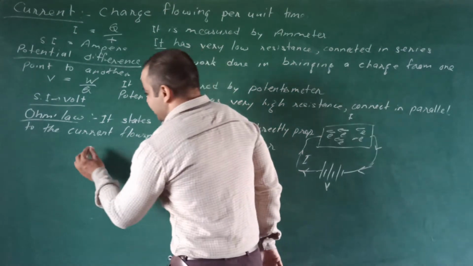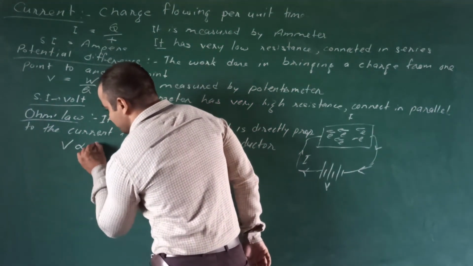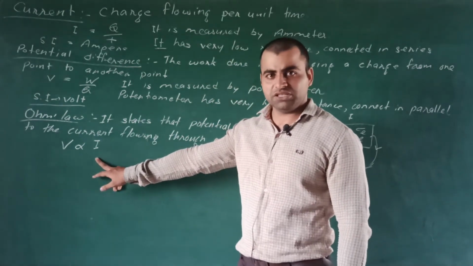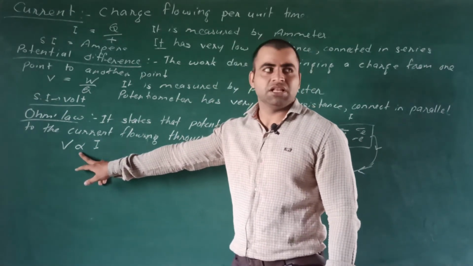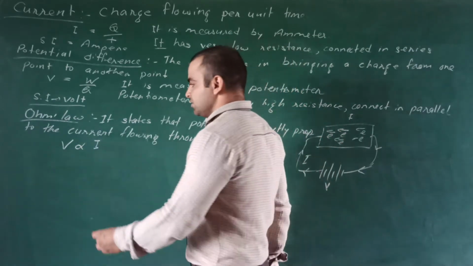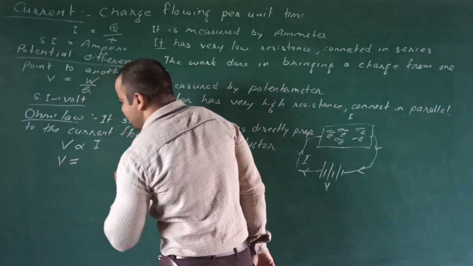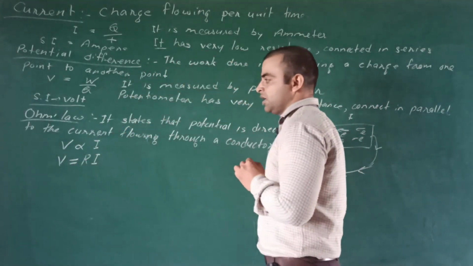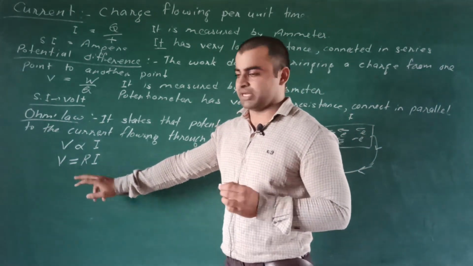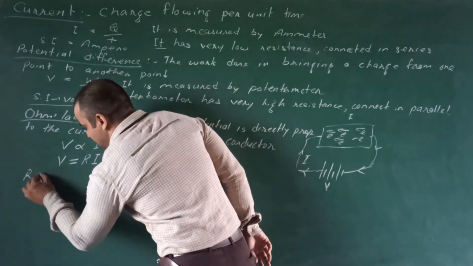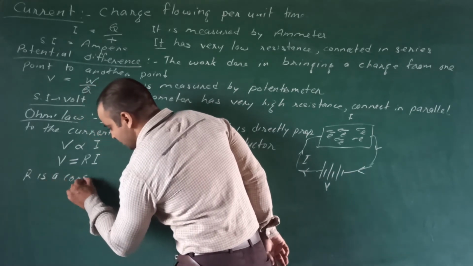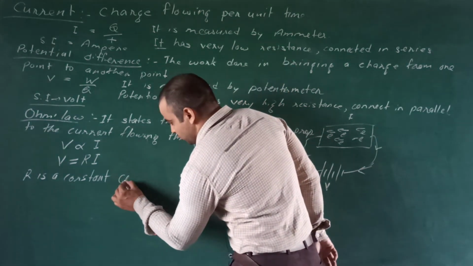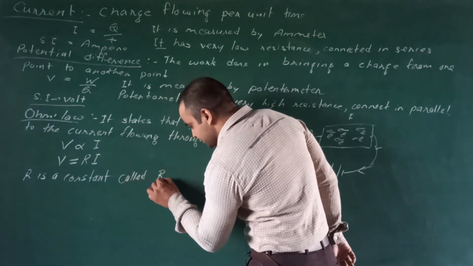How can we write it mathematically? V is proportional to I. Potential is directly proportional to the current flowing. When we use an equal sign, we will use a constant, and that constant is R, called resistance.